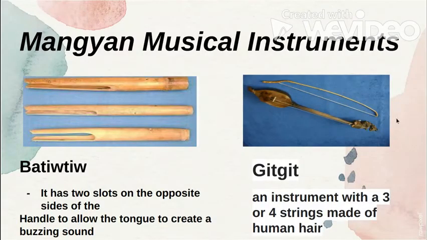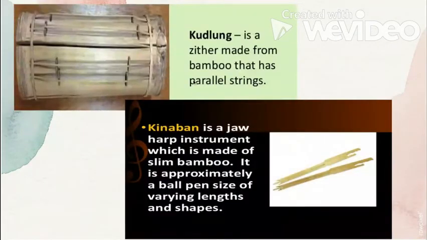The pitch is varied by moving fingers up and down the string, just like the violin. Next we have kudlong. Kudlong is a zither made from bamboo that has parallel strings. So what have you observed, class? Their instruments are usually made of bamboo, right? That is kudlong, a zither with parallel strings that run along the entire length of the body. The body acts as a resonator and comes in a variety of sizes and shapes.